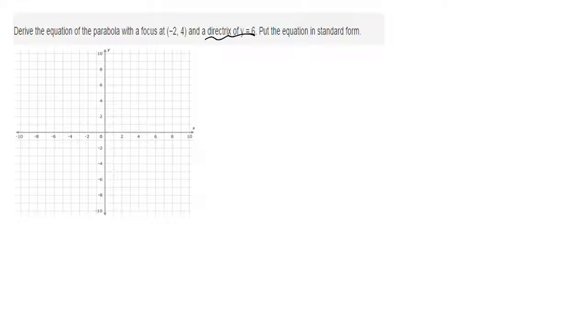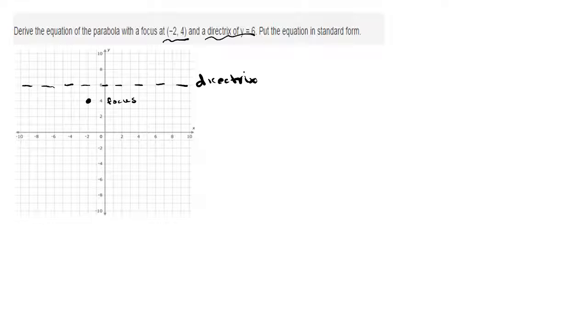So I'm going to go up to 6, and I'll put a line going horizontally. And then the focus is the point (-2, 4). We have the directrix. The focus is (-2, 4). There's our focus. And we kind of have to think about what the focus is and what the directrix is.